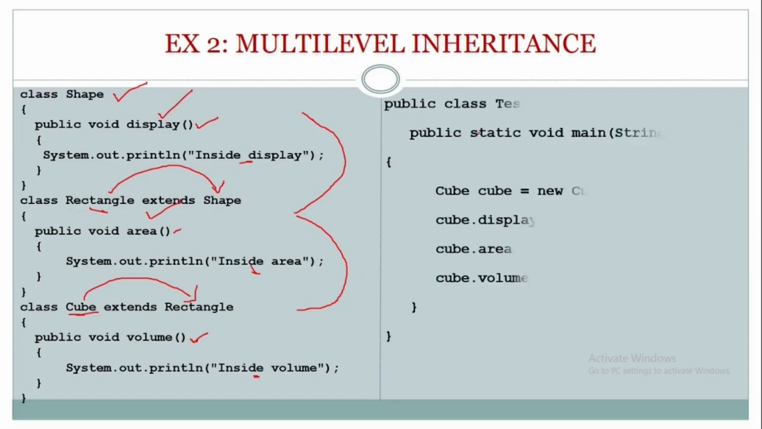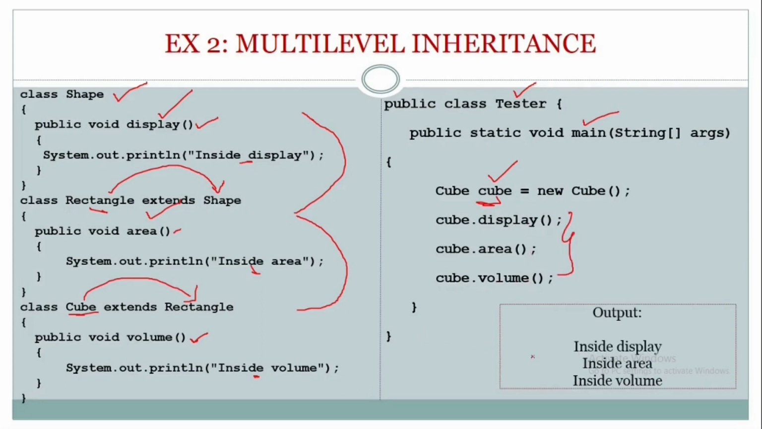Let me create an object of class cube. I just created one more class called tester, where the main function resides. So this is an object of class cube. This is how I can call the methods display, area, and volume. The output is inside display, inside area, and inside volume.